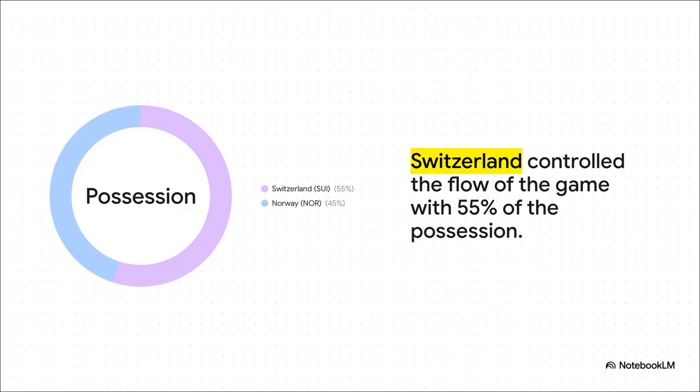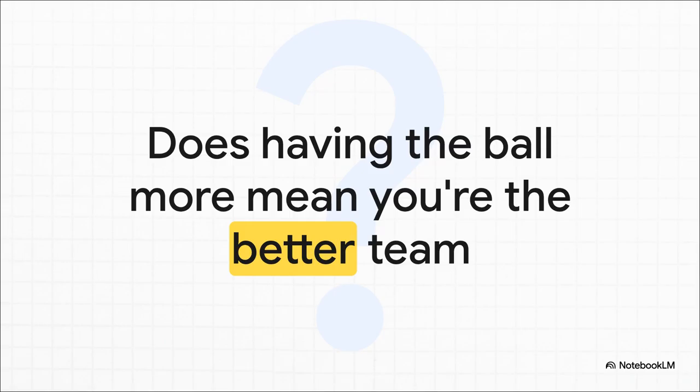So let's jump back to our mystery game. The match report shows that Switzerland had 55% of the possession compared to Norway's 45%. This basically confirms what that attempts stat was hinting at. Switzerland was controlling the flow of the game. They just had the ball way more often. I mean, it seems logical, doesn't it? The team that has the ball more should be the better team. But is that always true? Does possession automatically mean you're going to win?